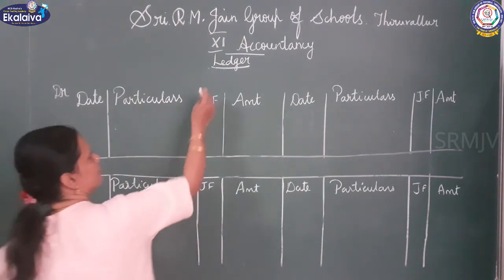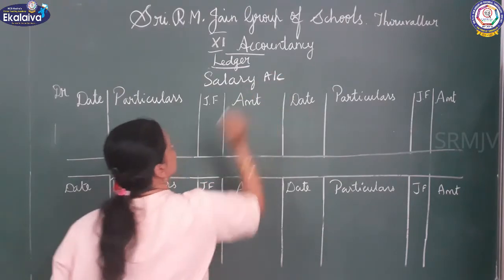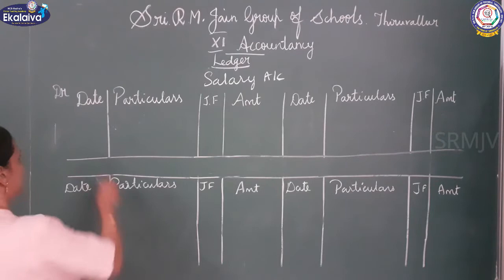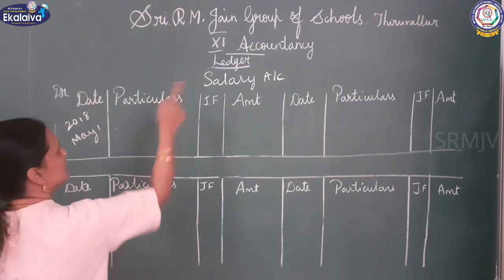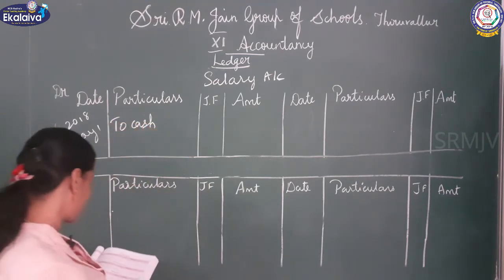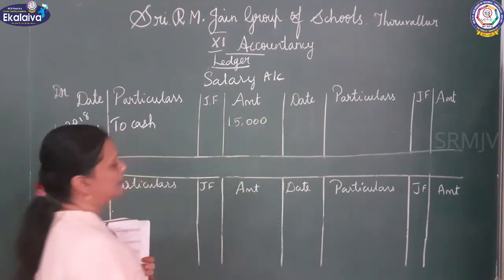So first we have to open the salary account. Okay, salary account. So salary account to cash account, no? So cash should come to debit side. So 2018 May 1st salary, no? To cash account. To cash, how much he paid? 15,000. Okay, and then what we should do?